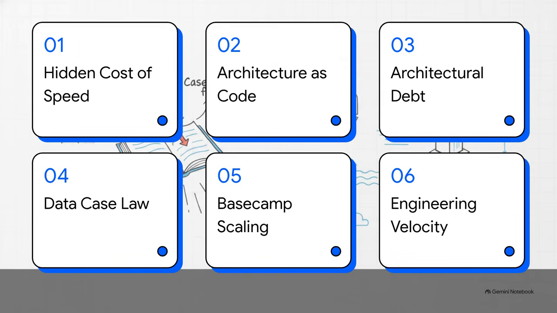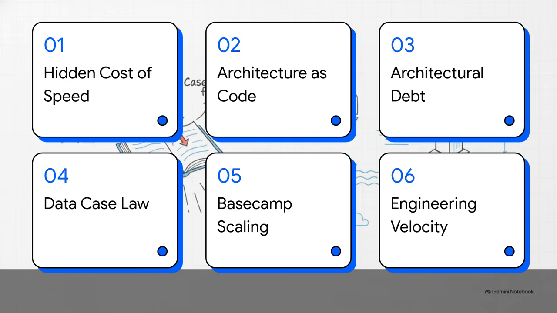Okay, let's just quickly run through our blueprint for today. We're going to cover the hidden cost of speed, dive into architecture as code, and dissect architectural debt. Then, we'll explore creating data case law, the Basecamp scaling approach, and finally, what true engineering velocity actually looks like in practice.